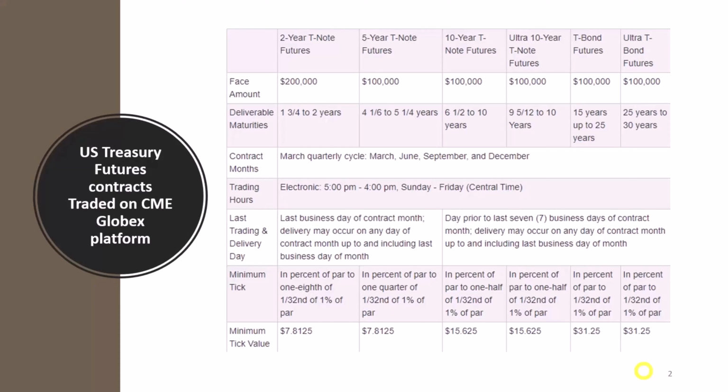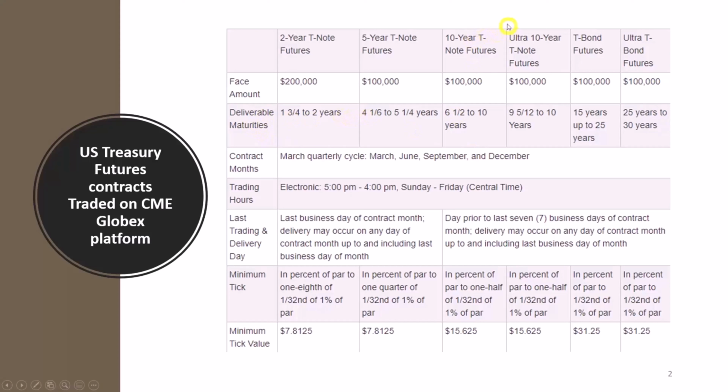On the screen now we can see the variety of US Treasury futures contracts which are offered by the CME Group and traded on their Globex platform. Some other exchanges do offer Treasury futures, but the main one, of course, is the CME Group. So as can be seen, there is a 2-year note, 5-year note, a 10-year note, an ultra 10-year note, a T-bond futures contract, and even a further one, the ultra T-bond futures over here for even longer maturity. The deliverable maturities can be seen here.